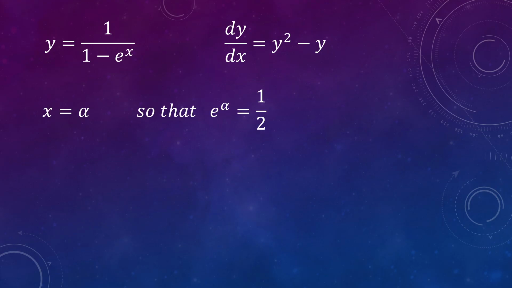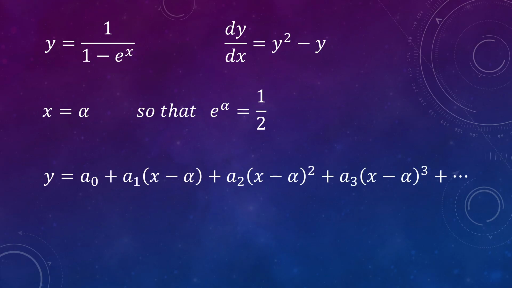Let us take x equal to alpha so that e raised to alpha equals 1 over 2. Also, we will write y as equal to a0 plus a1 times x minus alpha plus a2 times x minus alpha the whole square plus a3 times x minus alpha the whole cube, all up to infinity.